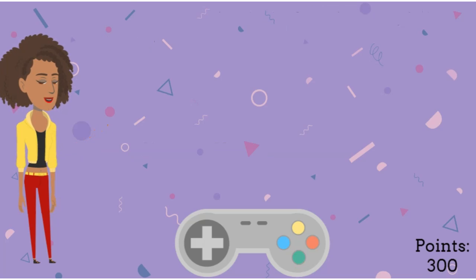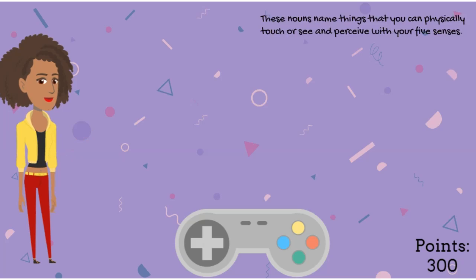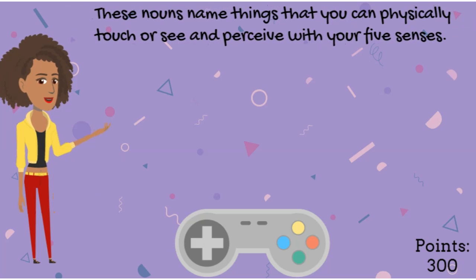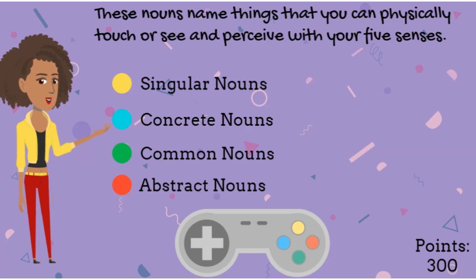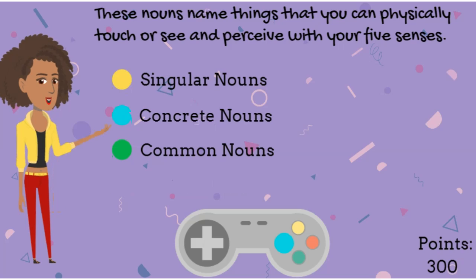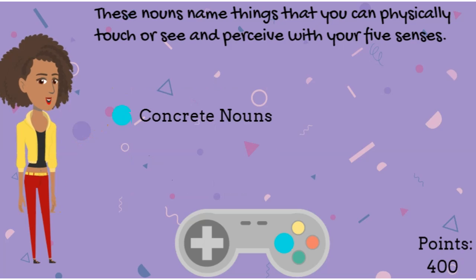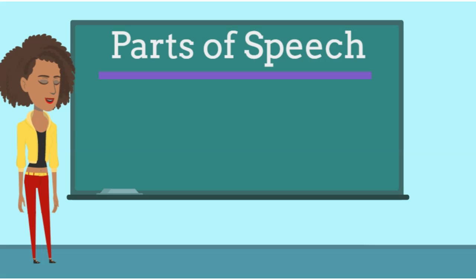Now, here's the final question. These nouns name things that you can physically touch or see and perceive with your 5 senses. That's correct. Awesome. Now you have 400 points. Well, that was such a fun review. How about we get started on our second video on nouns?